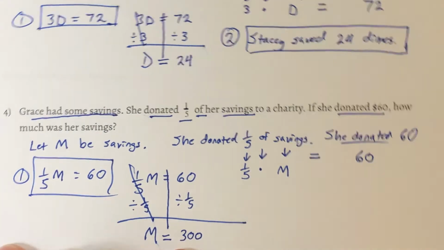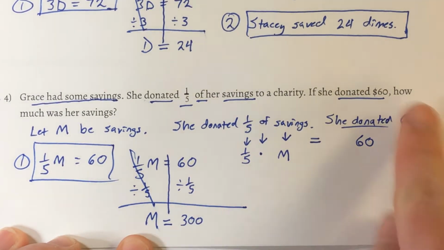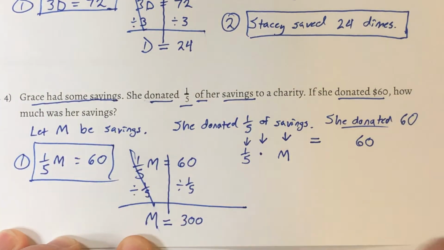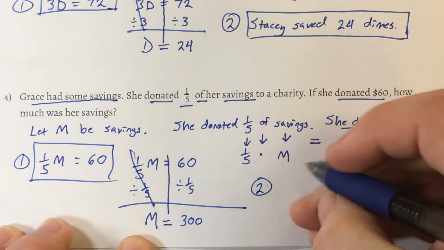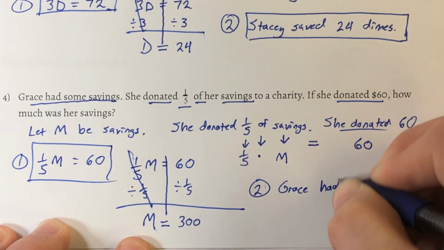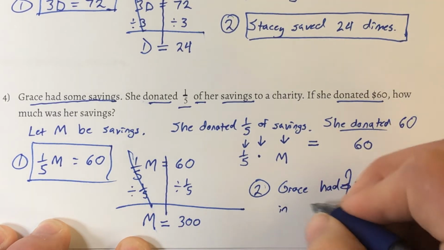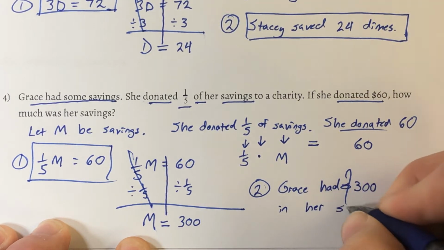All right, what does M stand for? M stands for the amount of money in her savings. So I get the amount of money in her savings was $300. Is that what the question wants to know? How much was her savings? Absolutely. So this is going to be put in my answer. Grace had $300 in her savings.